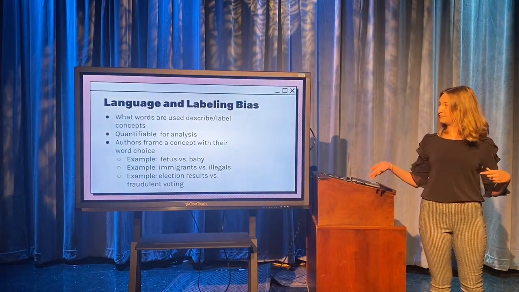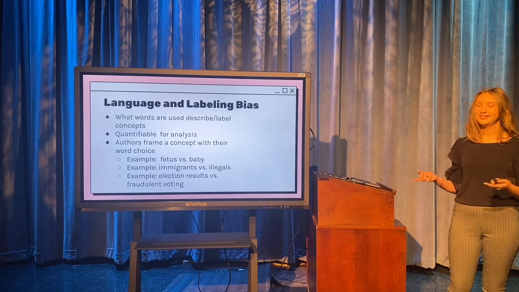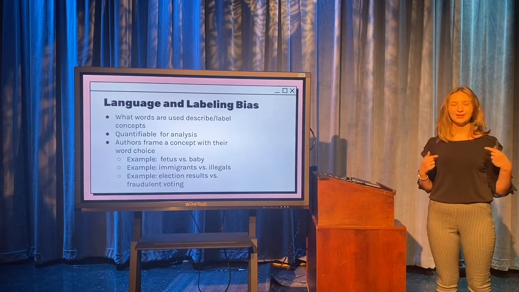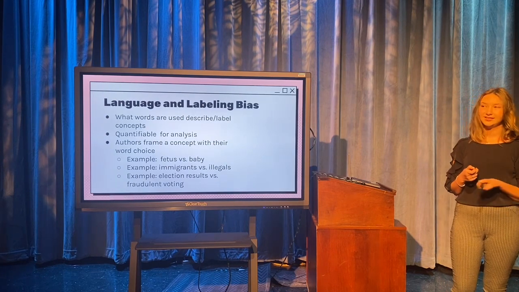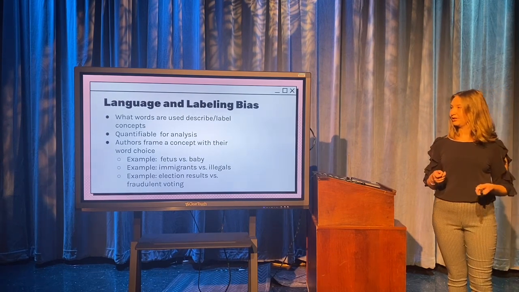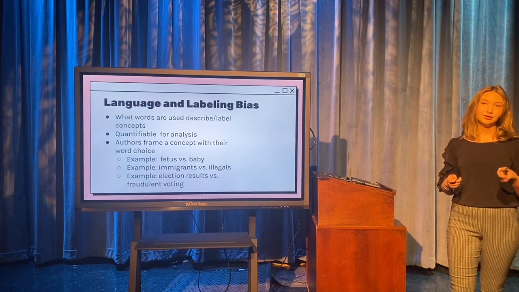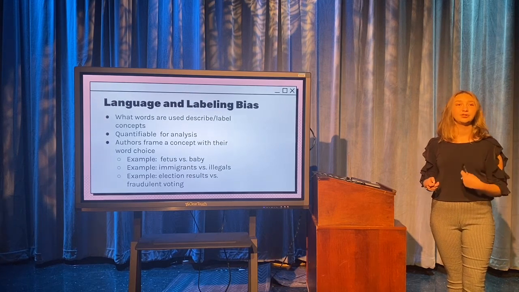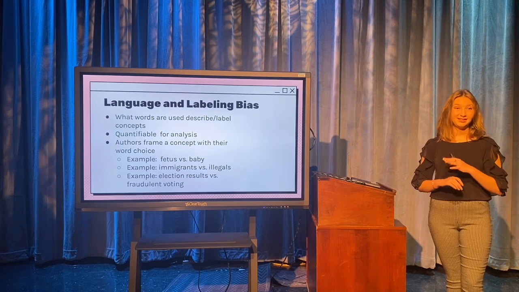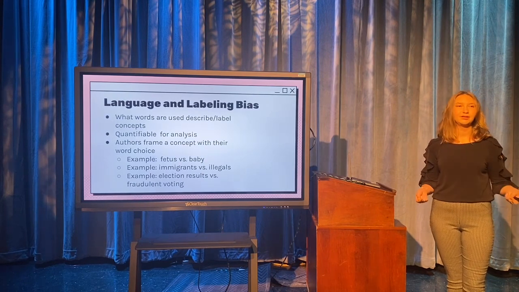Like I said, there are lots of different ways to analyze bias. What I settled on is language and labeling bias, because I thought it was interesting and also because it's pretty easy to quantify for a type of analysis like this. Language and labeling bias is the word that you use to label a concept. For instance, if I'm having an abortion debate with you and you refer to something as a fetus and I refer to it as a baby, we are referring to the same concept, but we're framing it in completely different ways. They're meant to invoke different emotions.